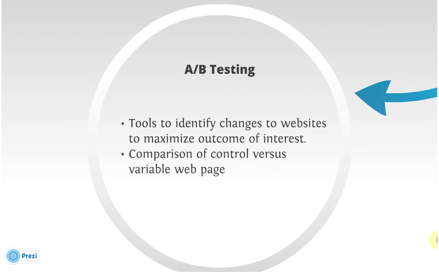this. A/B tests or multivariate tests are tools used to identify changes to a website that will maximize an outcome of interest. This outcome could be the number of clicks to a certain site, or the number of signups to a certain newsletter or service, or the number of purchases made on a website that sells any goods or services.